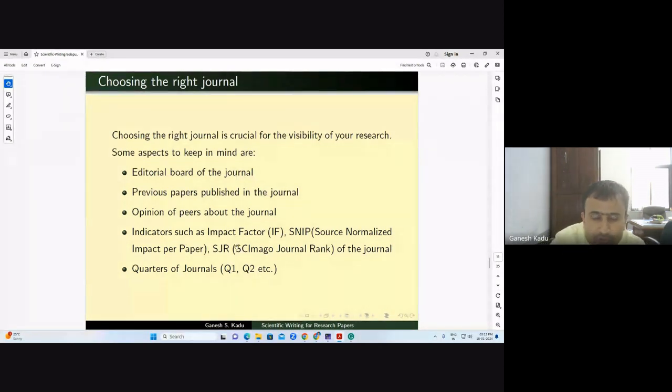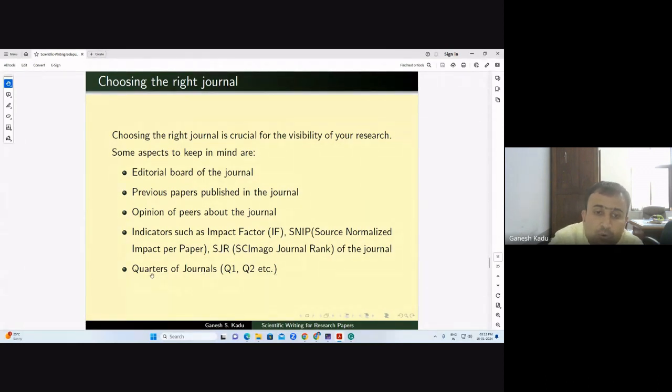So these are also some indicators you can look at, but then you will have to look at their definitions, so that you get an idea as to what it really measures. You don't just go by the impact factor. It can be misleading. Just looking at the impact factor alone, or looking at the SJR alone, can be misleading.